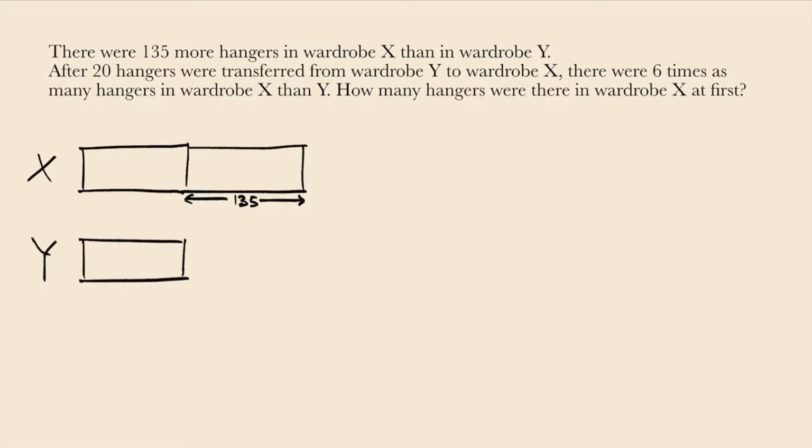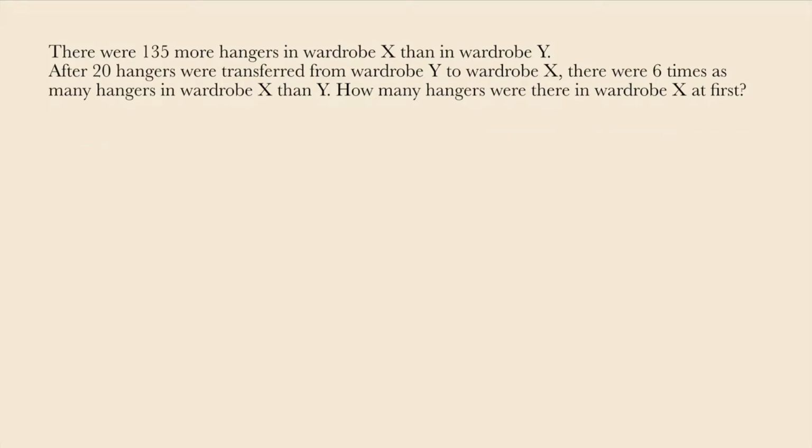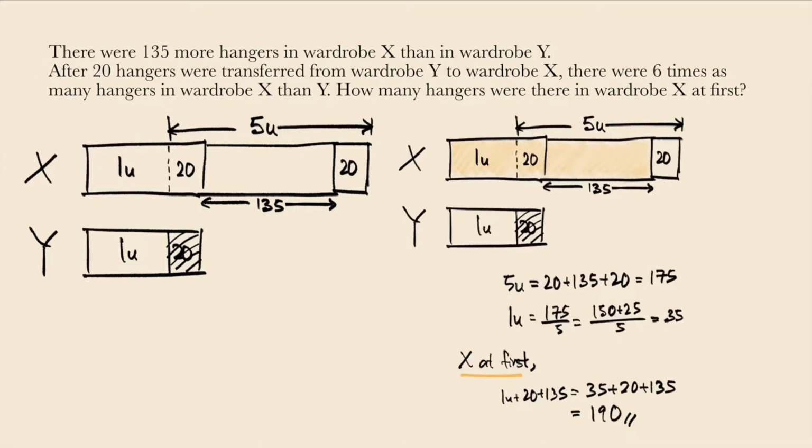There were 135 more in X than Y, as shown here. After 20 were transferred from Y to X, so show that 20 is transferred to X. So 20 and 135. There were 6 times. So we're dealing with 1U and 5U then. So 1U, 1U, this is 5 units. So that we can use to form an equation. So 5 units is therefore 20, 135, 20. So that's 175. 1 unit is 35.